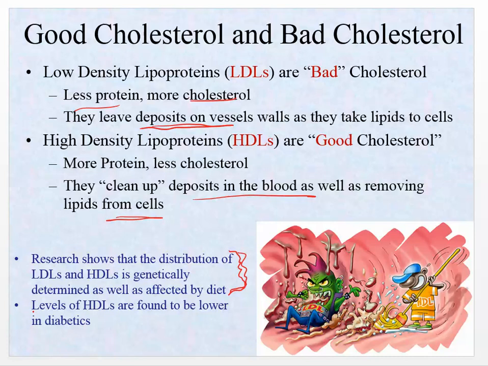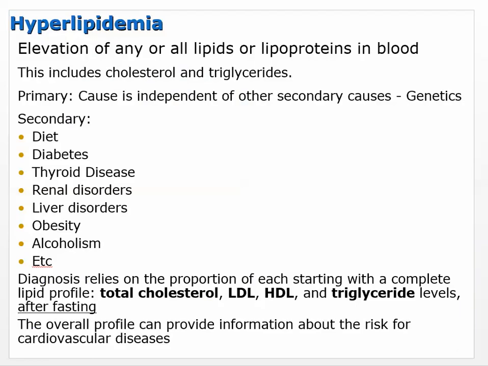A couple of other things, these are seen as correlations. We don't necessarily know why, but levels of HDLs tend to be lower in diabetics. They're still looking at a lot of the data, and right now we just see correlations because we can measure it without really knowing why that's the case.